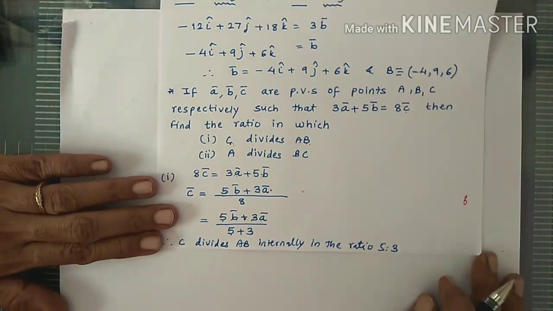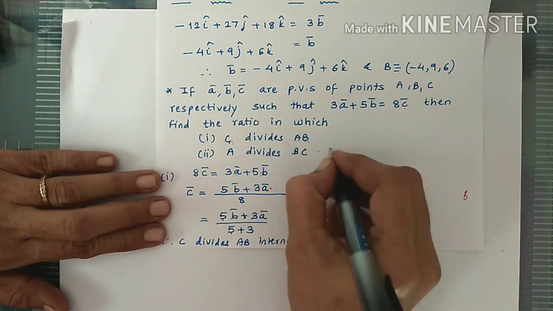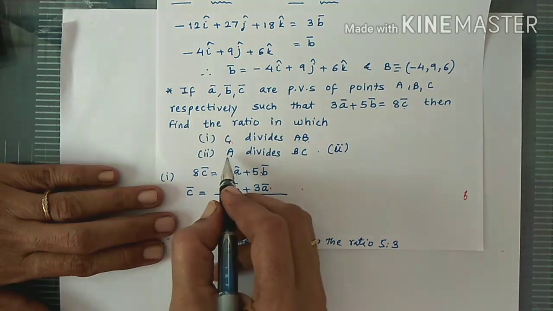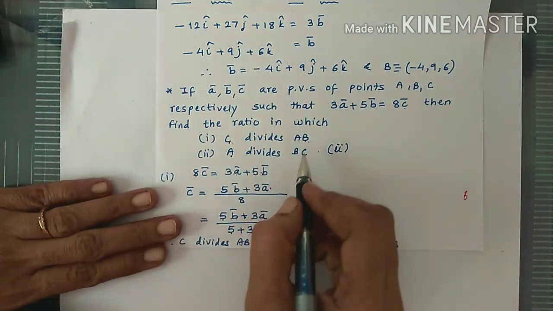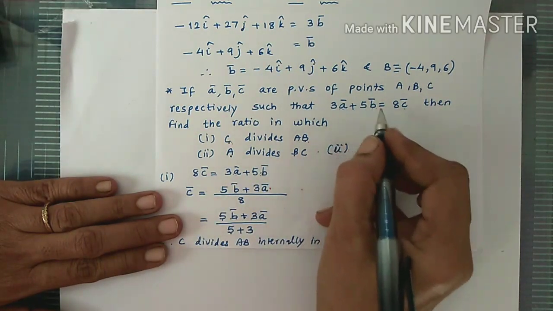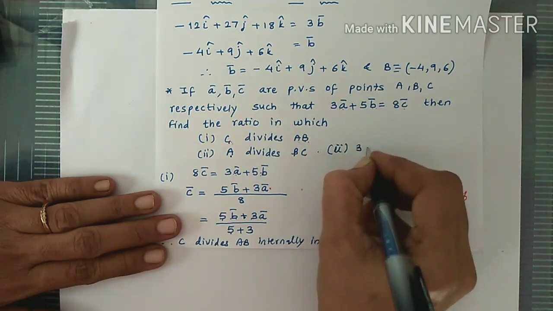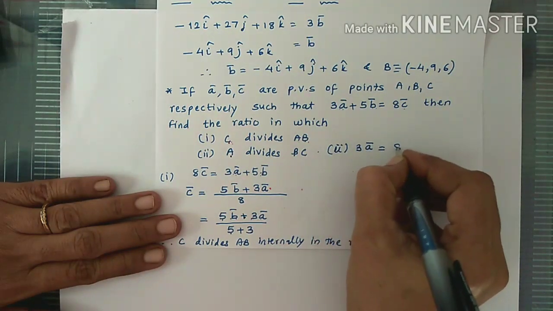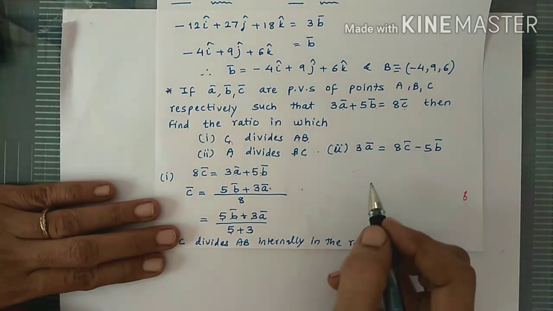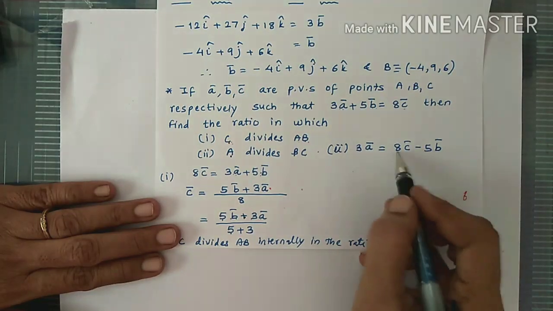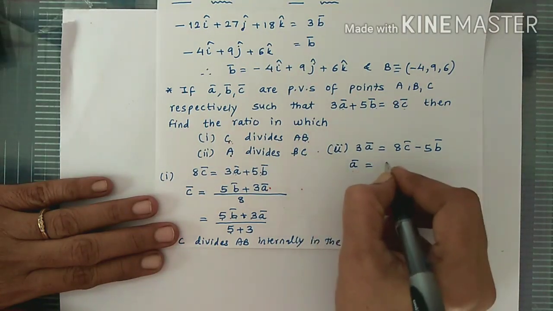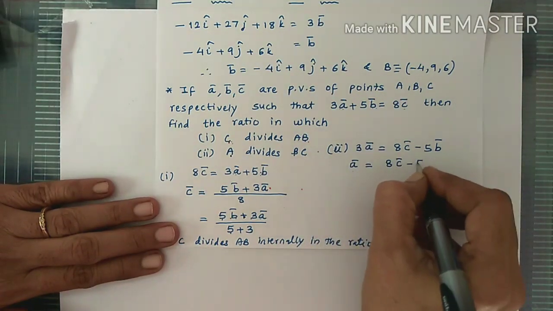Okay, let's solve the second question. In the second question, the point of division is A. That means a bar should be written on one side and the position vectors b bar and c bar should be written on the other side. So let's write the equation like that. We have now 3a bar equal to 8c bar minus 5b bar. See here, the term in a bar is written on the left hand side, and the terms having b bar and c bar are written on the other side. So a bar is now 8c bar minus 5b bar upon 3.